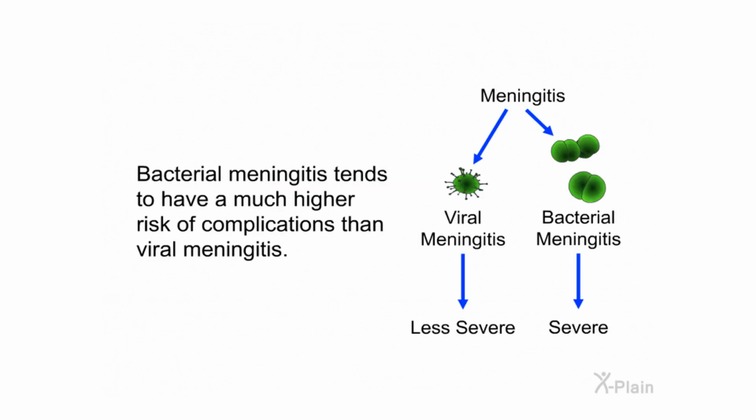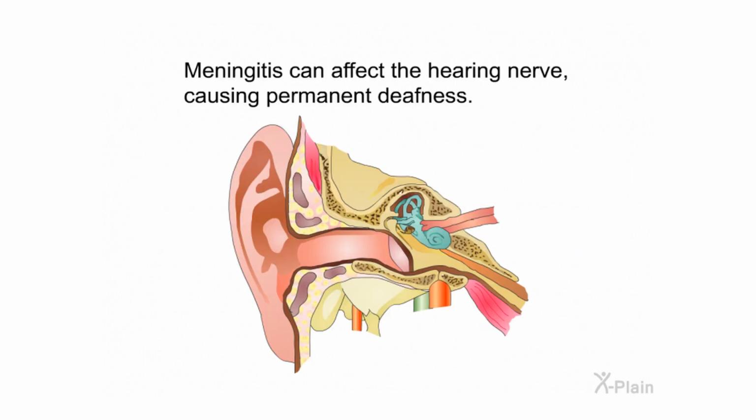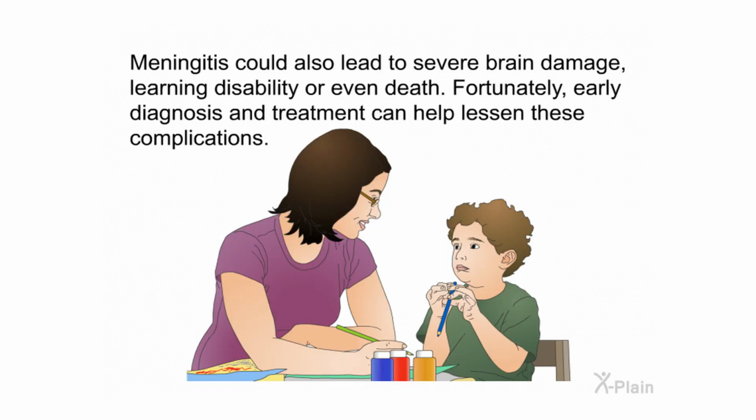Complications. Bacterial meningitis tends to have a much higher risk of complications than viral meningitis. Meningitis can affect the hearing nerve, causing permanent deafness. Meningitis could also lead to severe brain damage, learning disability, or even death. Fortunately, early diagnosis and treatment can help lessen these complications.